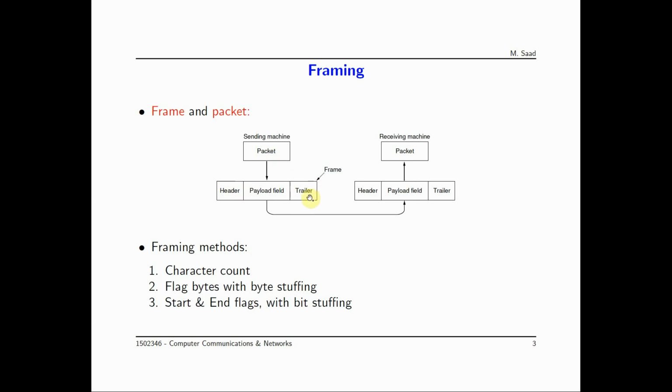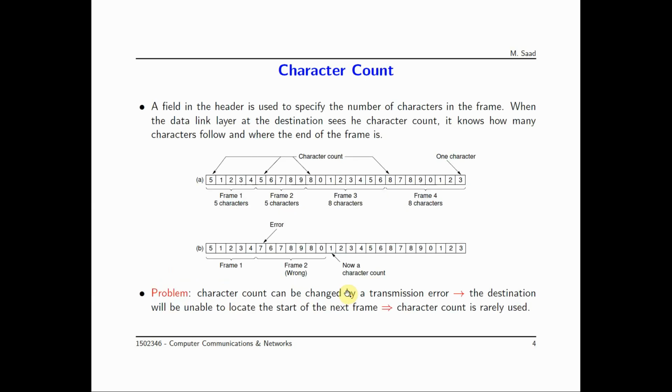Now, how is framing done? How are the beginning and the ending of the frame marked by the sender so that they are recognized by the receiving machine? We have 3 methods that we will talk about in this video: character count, flag bytes with byte stuffing, and flag bytes with bit stuffing. These are the main techniques that we will talk about, and let's start with character count.